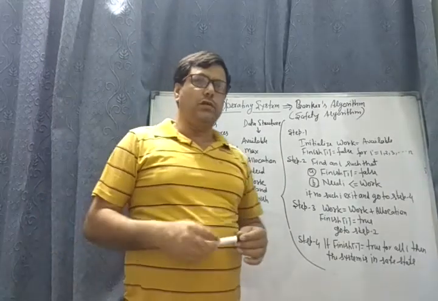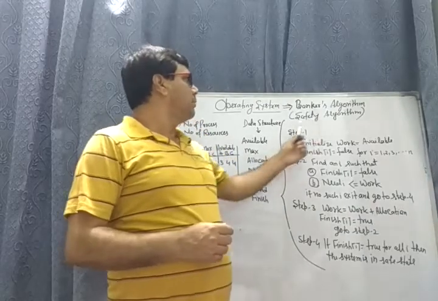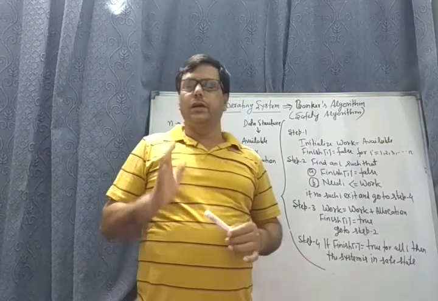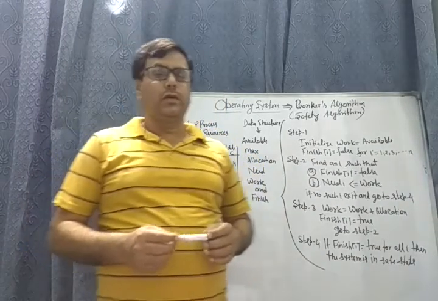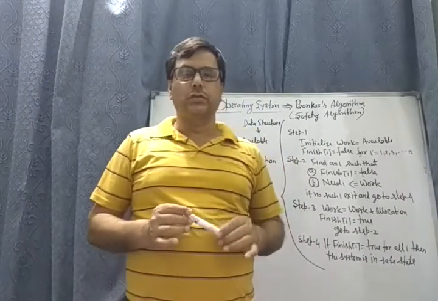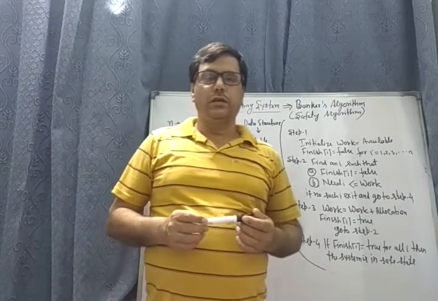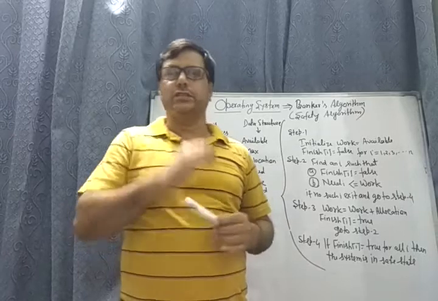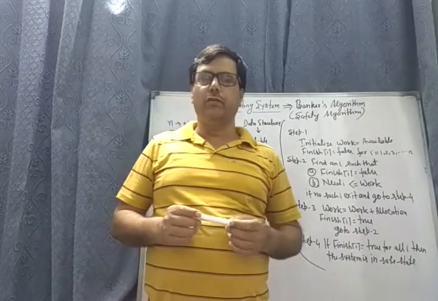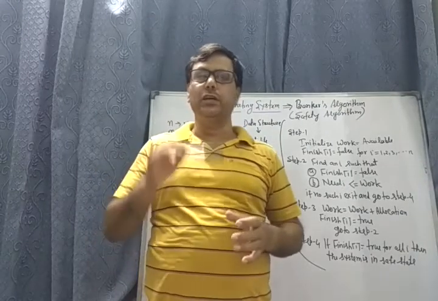Today we are going to discuss a very important algorithm of deadlock avoidance known as the banker's algorithm. As we already know, a deadlock avoidance algorithm dynamically examines the resource allocation state to ensure that the circular wait condition never exists. The resource allocation state is defined by the number of available and allocated resources and the maximum demand of the processes.